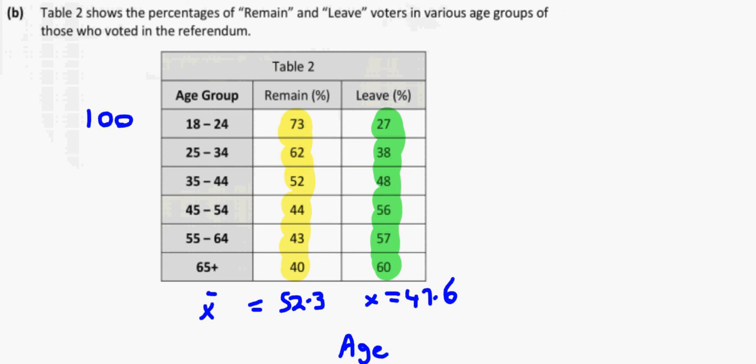Actually, wait, I'll make this a bit easier. 200 people are in this age group. Actually, sorry, I'll go one more time. Sorry, I just want to make really easy numbers. 100, 1,000, 500.